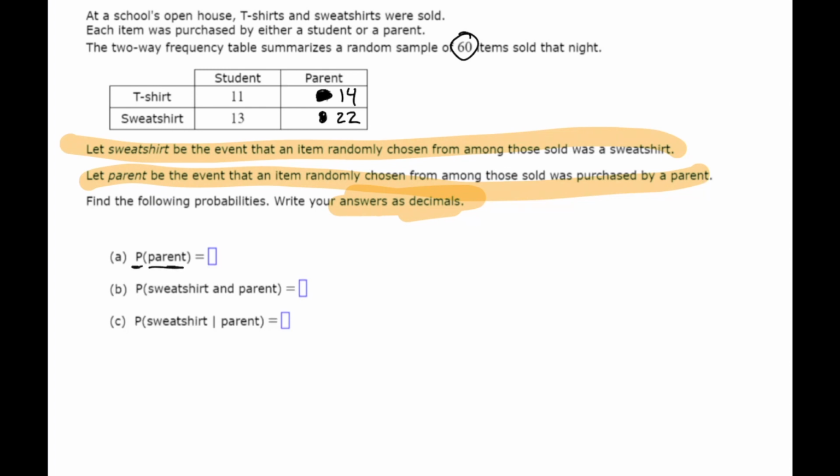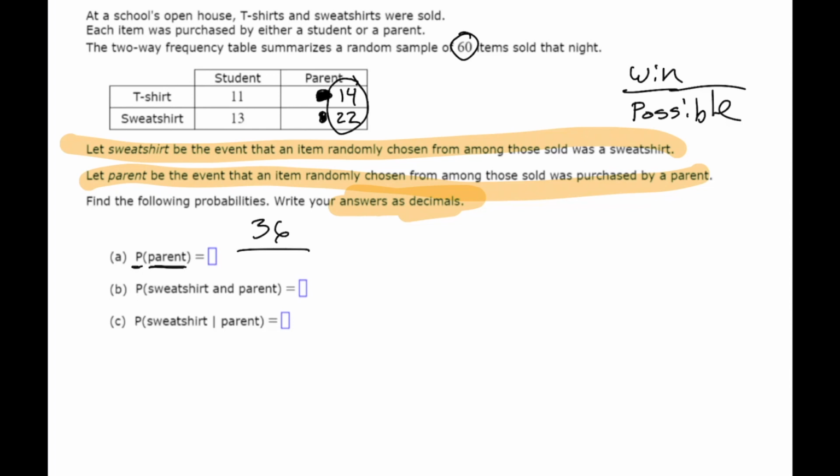What is the probability that a sold item that night, randomly selected, belonged to a parent? Let's see here. So first of all, again, win over possible is the way that we're going to set that up. A win would be a parent-bought item. So for a parent-bought item, it would be 14 plus 22. Those are the ones that are bought by parents, 14 and 22. If we add those together, we will get 36.